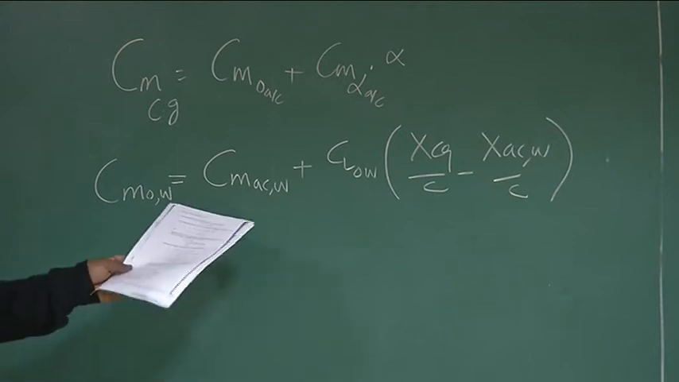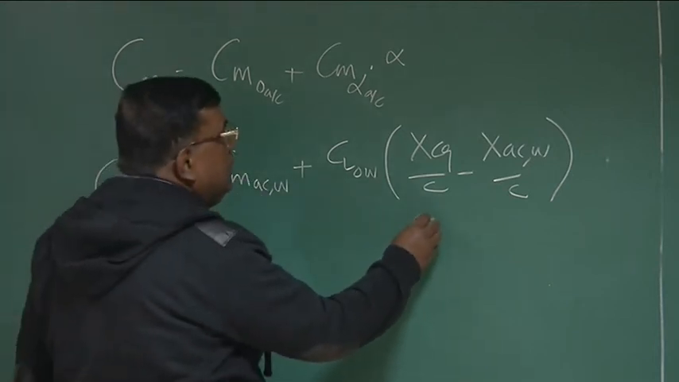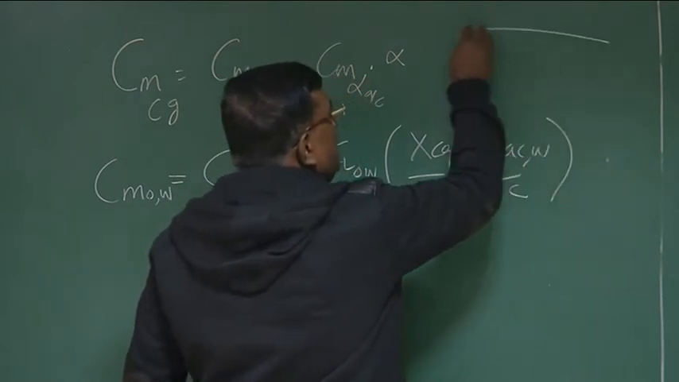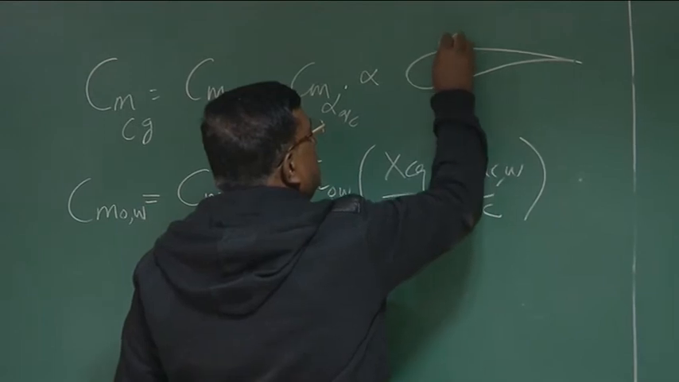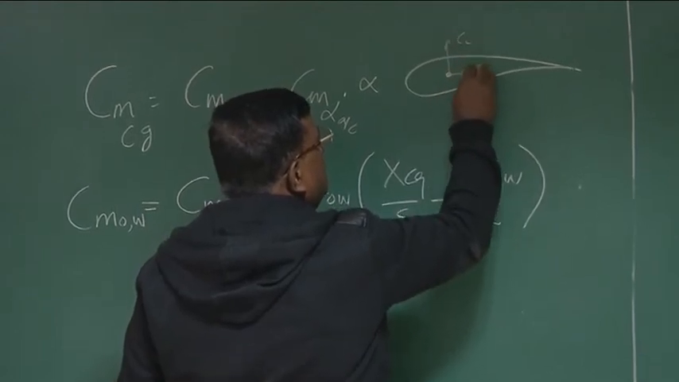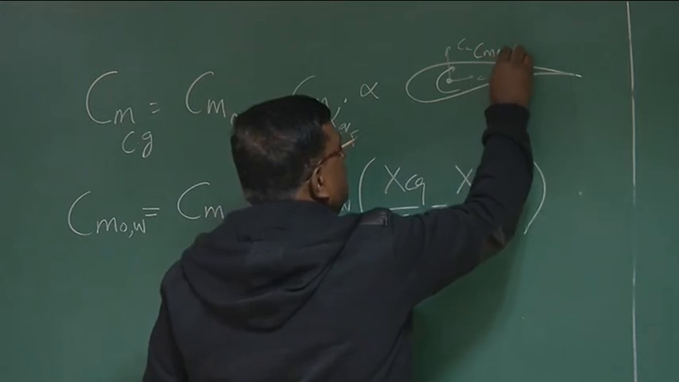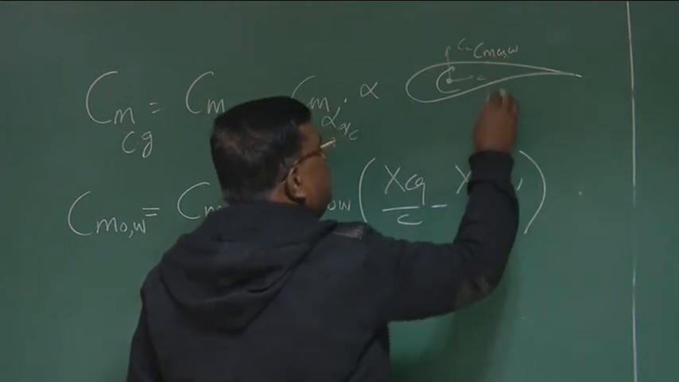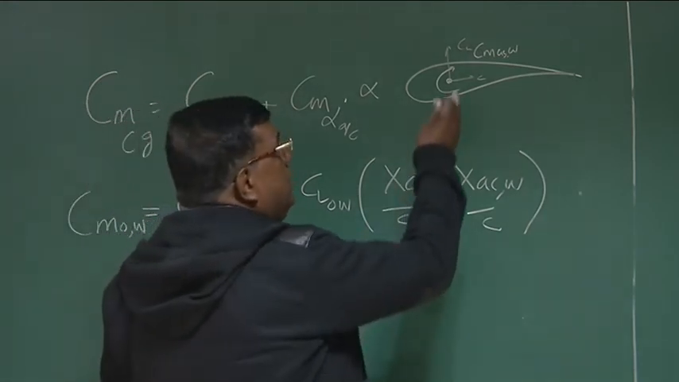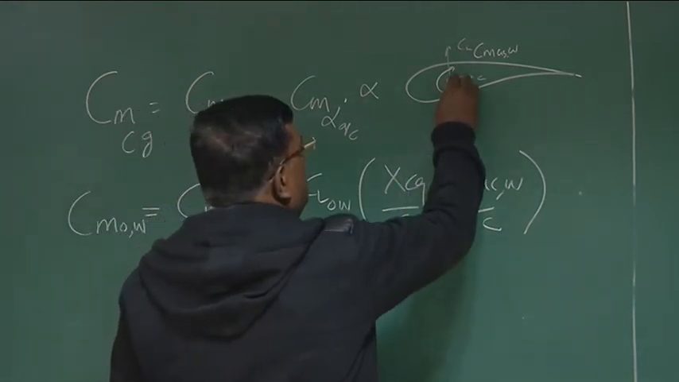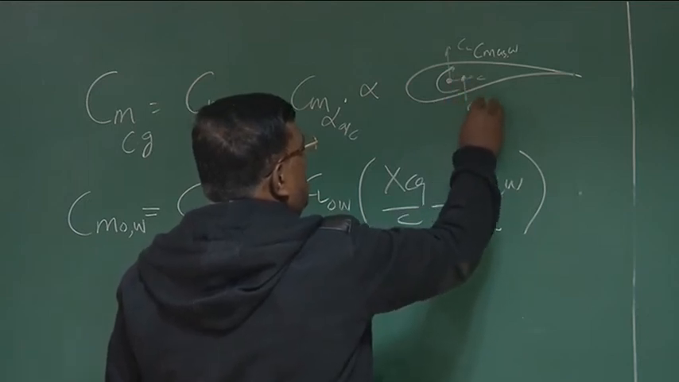I hope you understand this expression. Remember, just to make things clear to you, if this is a cambered aerofoil at AC, the CL, CD, and there will be a CMAC wing, which has come because of transferring the forces. And typically for cambered aerofoil, this value is negative. And now suppose your CG is somewhere here.